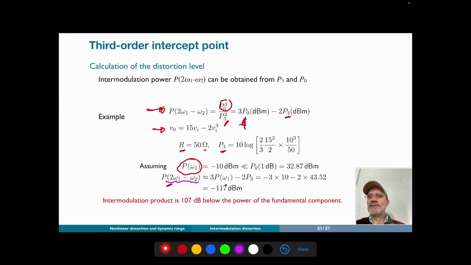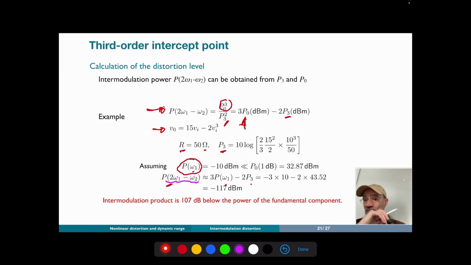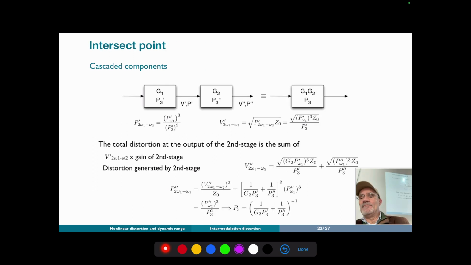We know that the input power is minus 10 dBm. We know what's the value of P3. So we obtain the third order intermodulation power, which is minus 117. And so by comparing with input power, we see that the intermodulation power is 107 dB below the fundamental component.